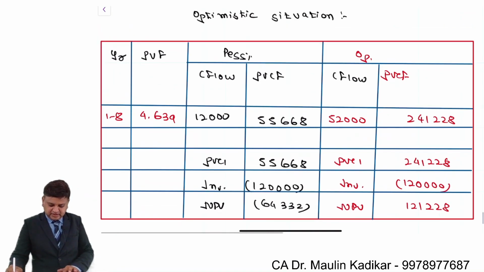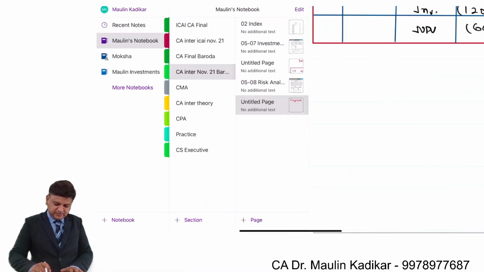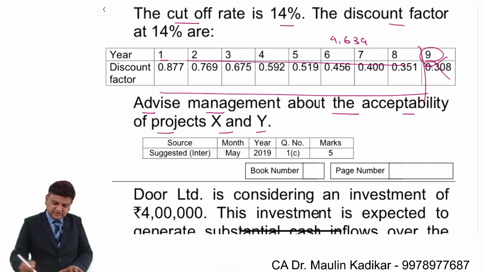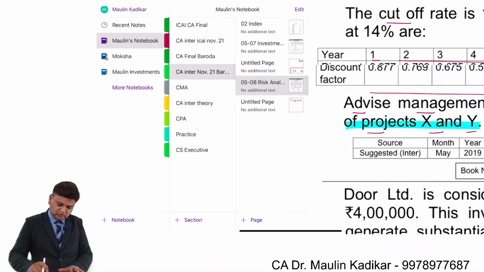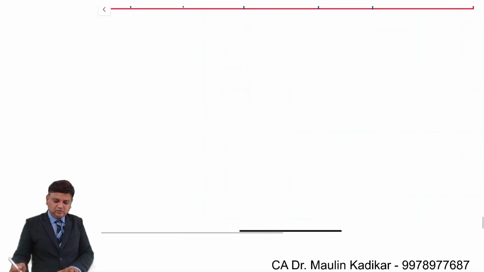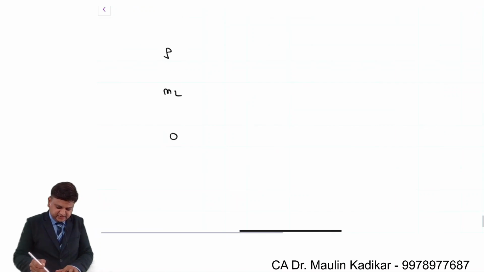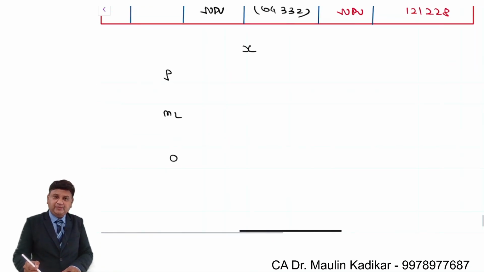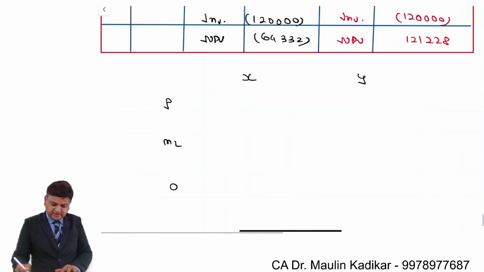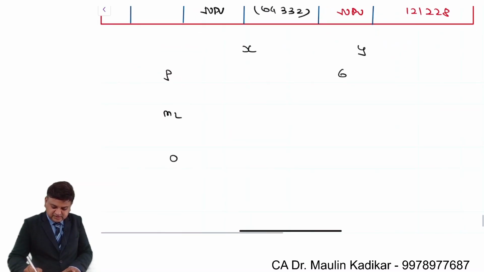Yes. Now the question says, advise the management about acceptability of the project. So what we can do, there are three situations, that is pessimistic, most likely, and optimistic. We write NPV for project X and NPV for project Y. Over here it is 64,332 negative.